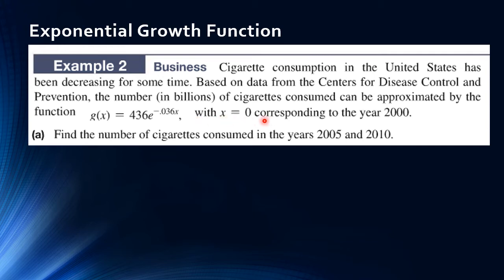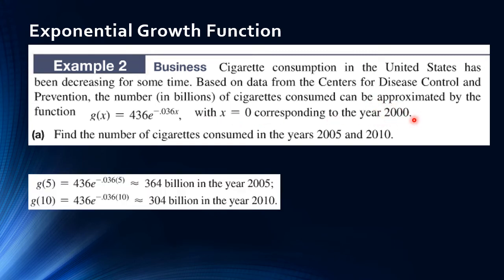Then you could simply go down the x values till you got to x equals 5 to see the value for 2005, right? So we'd have 364 in the y column, because remember, g of x is our y. We could continue down that table to 10 for the value in 2010, 10 years after the year 2000, and we would see the value of 304. And remember that these are in billions, okay?